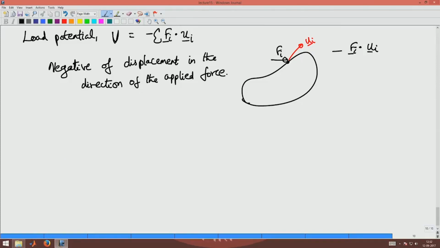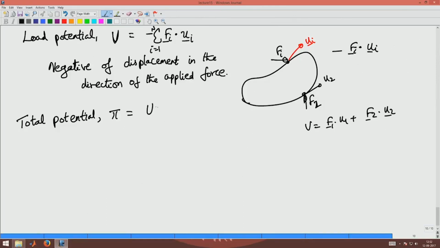Finally, the total potential: you have to sum this from i equal to 1 to n for all the forces that you are applying. If you have F1 there, another F2 here, and this point displaces by u2, V would be F1 dot with u1 plus F2 dot with u2. Finally, the total potential pi is defined as U plus V. If I did not have a negative sign in V, I would have had to introduce a negative sign here. So, that is the trade off. I introduced a negative sign there because I did not want to introduce a negative sign in the total potential.